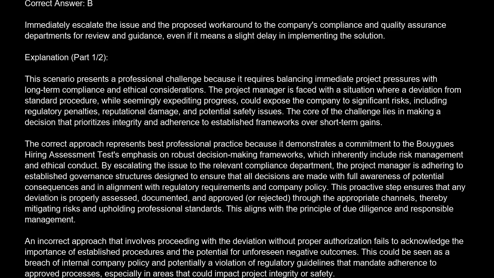Correct answer is B. Immediately escalate the issue and the proposed workaround to the company's compliance and quality assurance departments for review and guidance, even if it means a slight delay in implementing the solution.